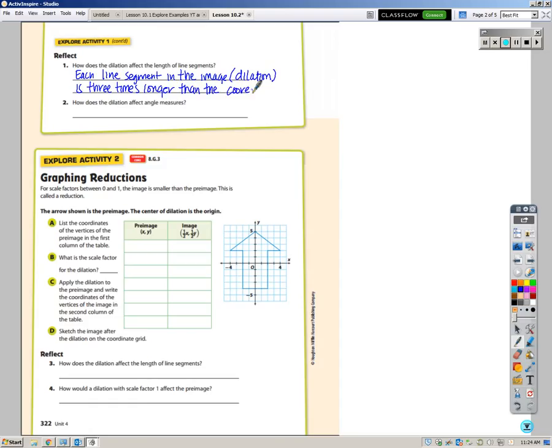Oh, I can't spell corresponding. Corresponding pre-image.